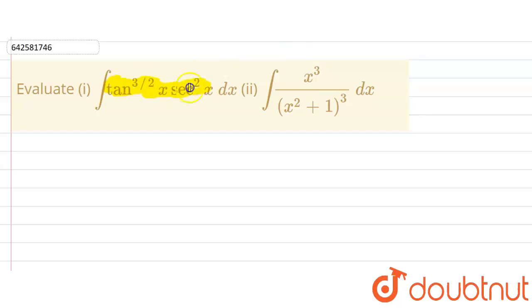Hello everyone, the question is: evaluate the first integral, the integral of tan to the power 3 by 2 x into sec square x dx. And the second part is the integral of x cube upon (x square plus 1) whole to the power 3 into dx. So in this question we have to integrate the following.